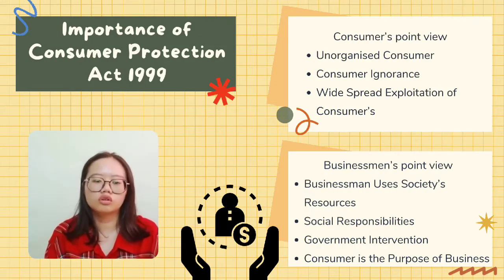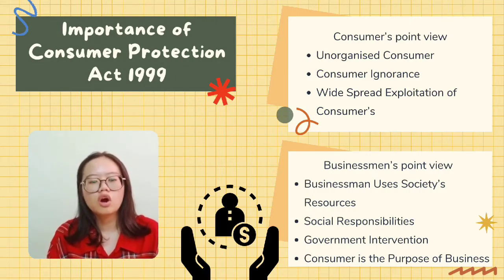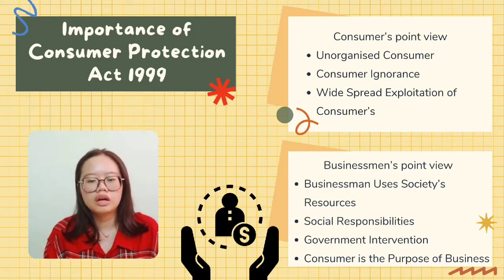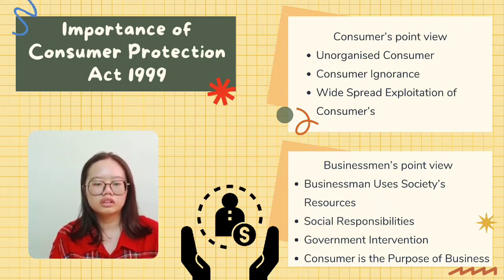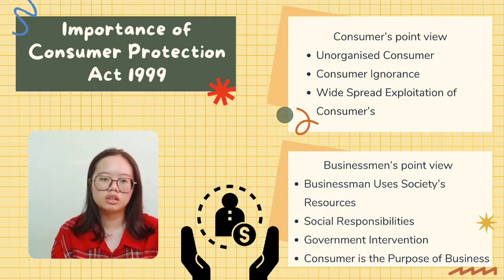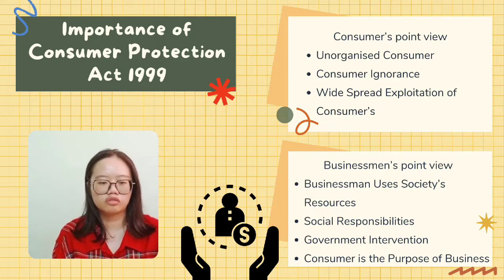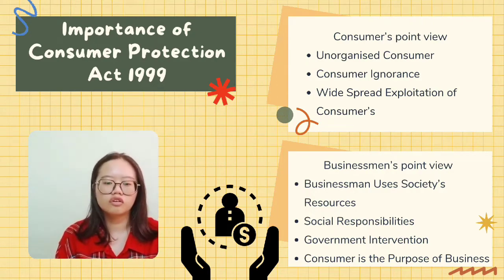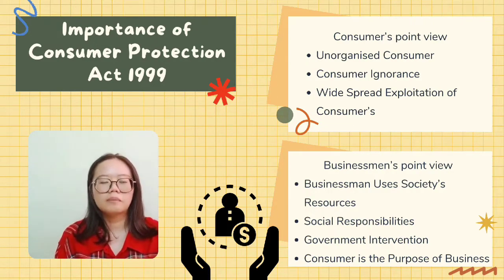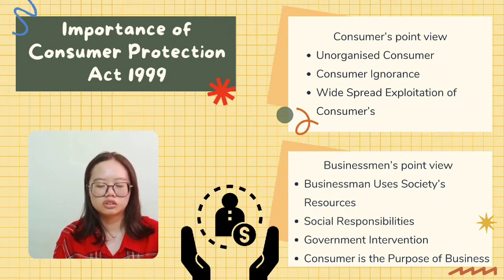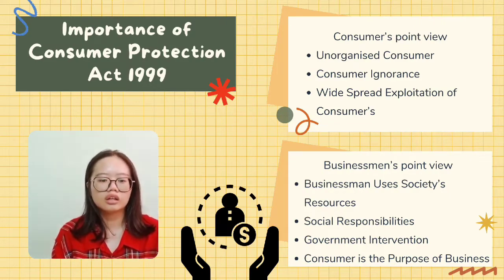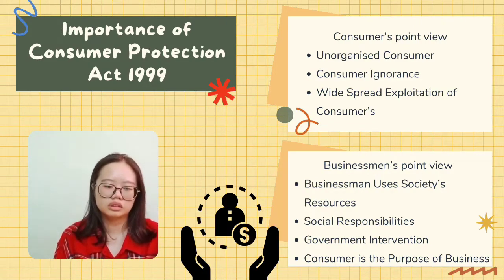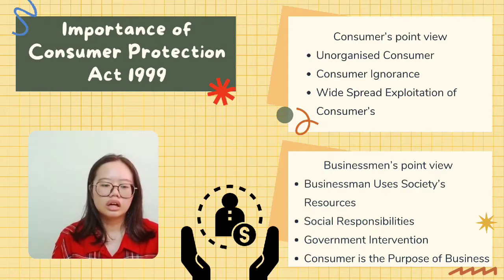The importance of consumer protection has two viewpoints: one from the point of view of the consumer and another from the point of view of the businessman. From the viewpoint of the consumer, there are consumer ignorance, an unorganized consumer sector, and widespread exploitation of consumers. On the other hand, from the viewpoint of businessmen, there are businessmen using society's resources, social responsibility, government intervention, and the consumer being the purpose of the business. Now, let us understand one by one.